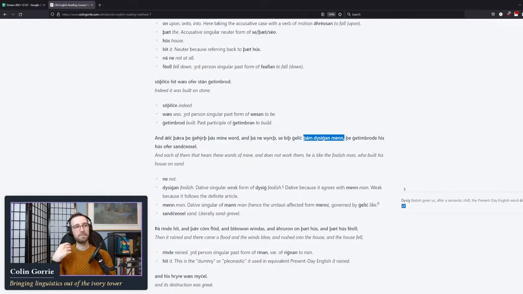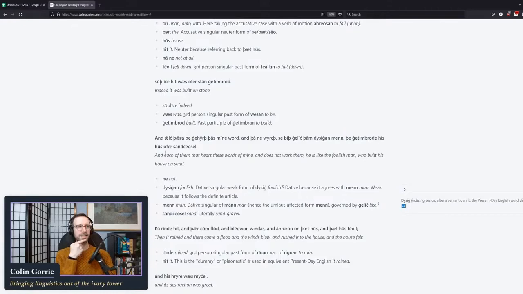We have the dative case again because of gelic. So he is similar to or like the foolish man. Here we're using the word man, or men in the dative case, for man rather than wer. Man actually could refer to any person, but for the parallelism, I've translated it here as man. The getimbrode his hus over sand ceosel.